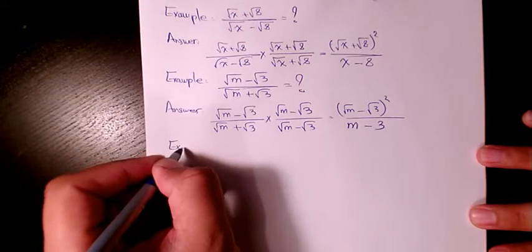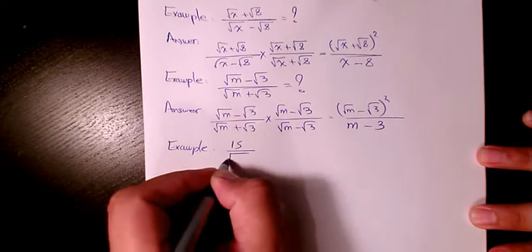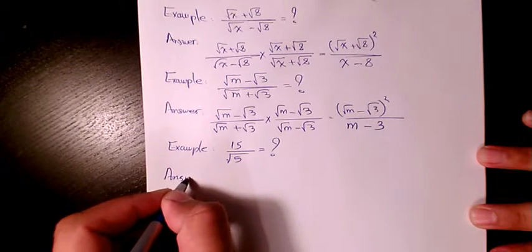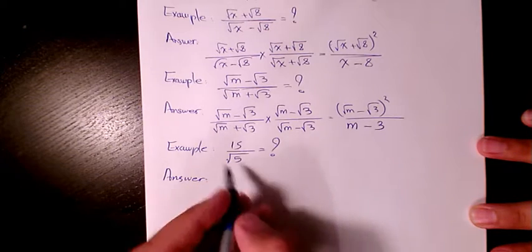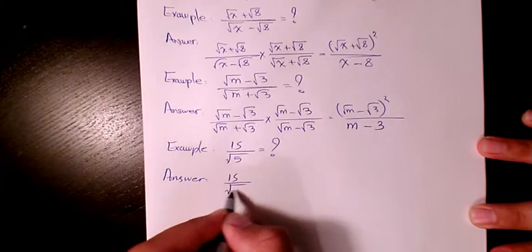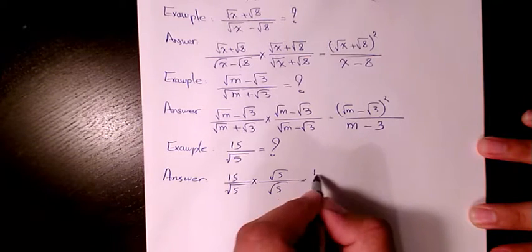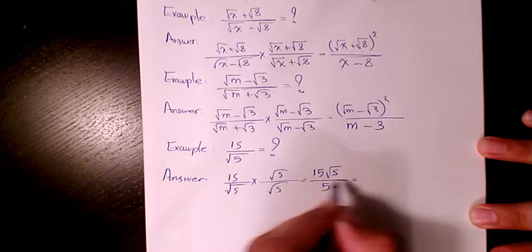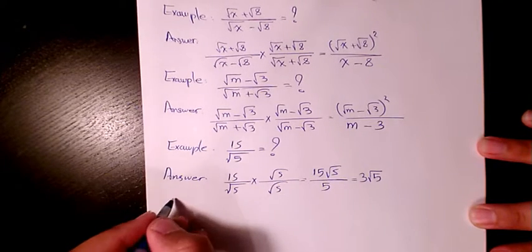Next example is 15 over root 5. Answer is, you have two methods to solve it. One of them is 15 over root 5. We multiply numerator and denominator by root 5. That's going to be 15 root 5. Root 5 times root 5 is 5. 15 divided by 5 is 3. So it's going to be 3 root 5.